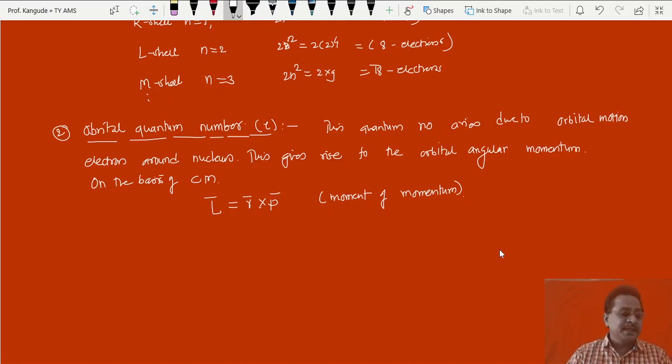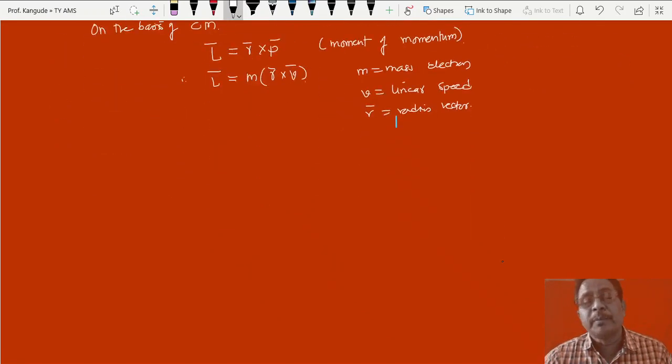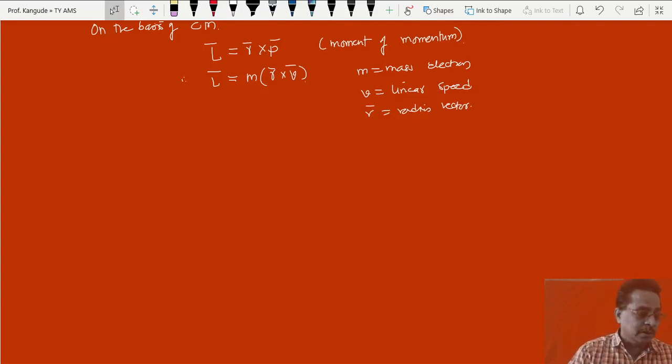So classically it is given by L bar is equal to r bar cross p bar, or further I can write L is equal to, p can be written as m into v, so the mass of the electron into r bar cross v bar. That gives me the orbital angular momentum of an electron moving around, where m is the mass of the electron, v is its linear speed or velocity, and r bar is the radius vector. Remember, this is a repetition of things, but it is very necessary and important. That's why we are taking this.